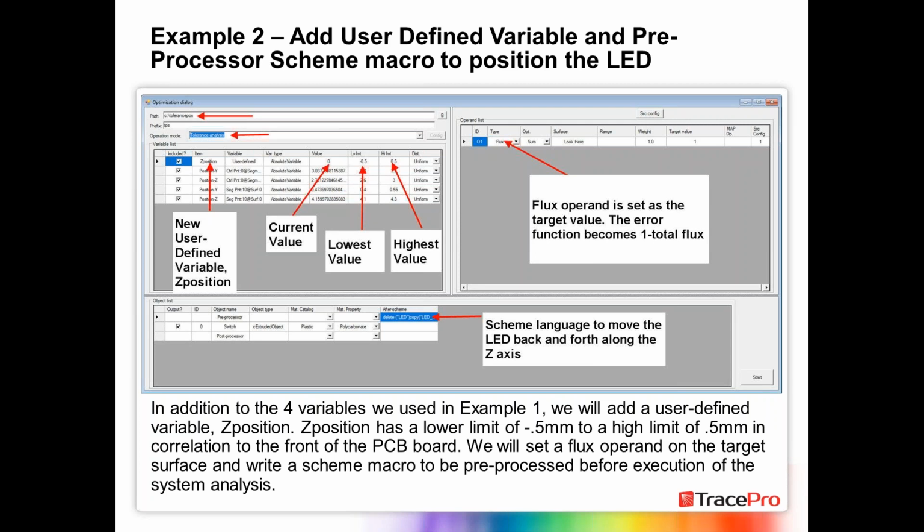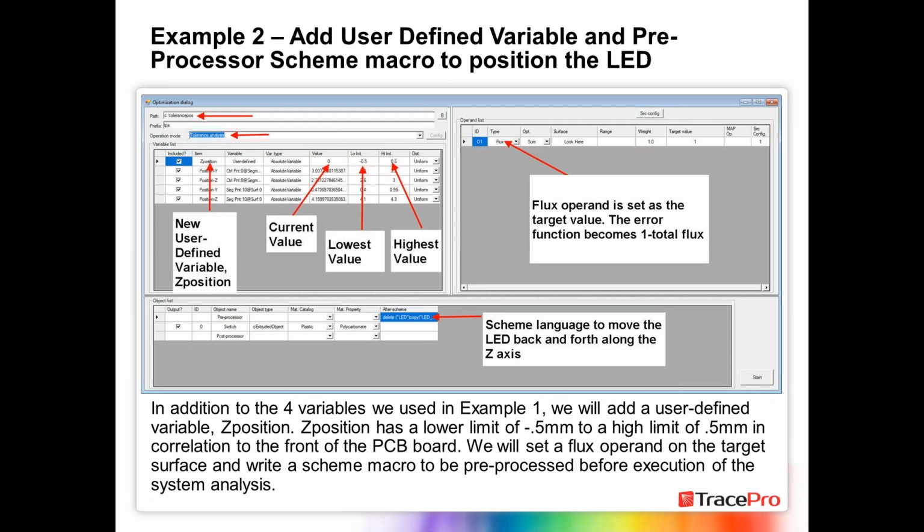So on my target, I'm looking for a target value of 1. Whatever it is versus that 1, that's going to create my error function for me. And I'm going to talk in just a second about that. Finally, I want to use that user-defined variable to move the LED in my TracePro model, not here in the interactive optimizer, but in my TracePro model.